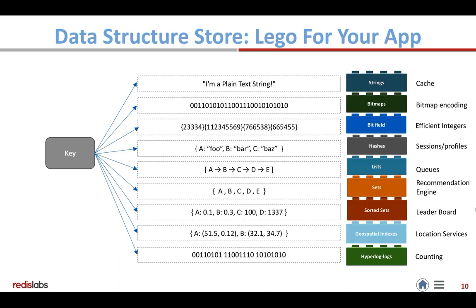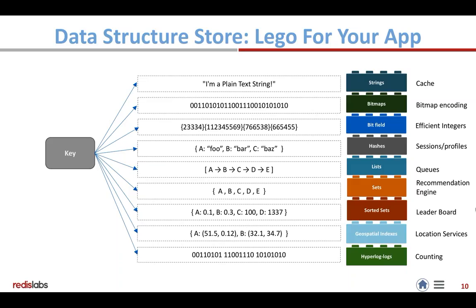HyperLogLog is a statistical data structure which gives you the cardinality of a set. A very popular use case is if you want to find out how many users are visiting your website. In a normal way, you will have to keep track of all the users that have visited your site. HyperLogLog takes only 12 kilobytes, but will give you the number of users using a very small amount of memory.